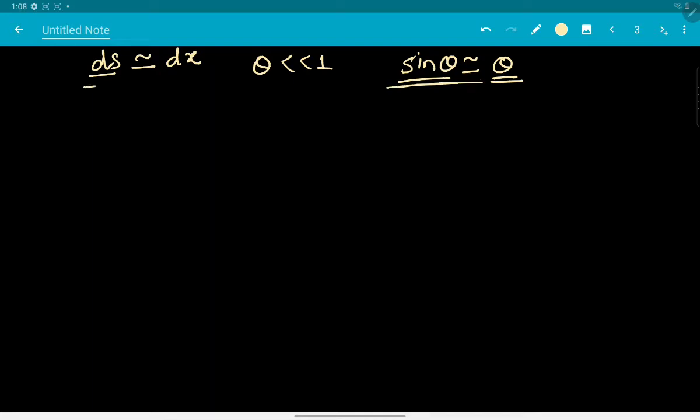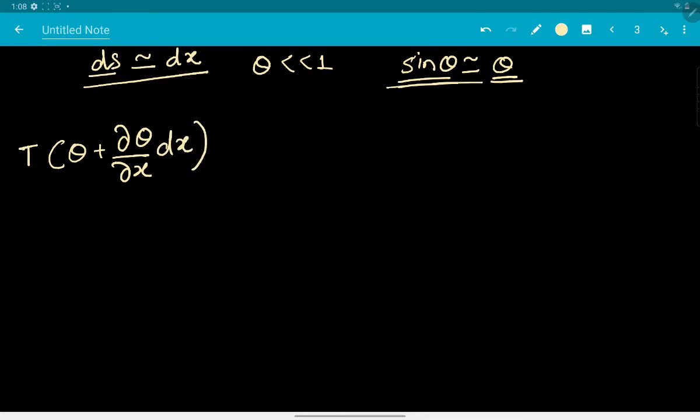Then we put this approximation and this approximation in our earlier equation, and if you do so, what you get is T times, sine won't be there now, here you have theta plus del theta by del x into dx, minus T times theta. It was sine theta, now it has turned into theta only. That is equal to rho times A times ds times del square y by del t square.